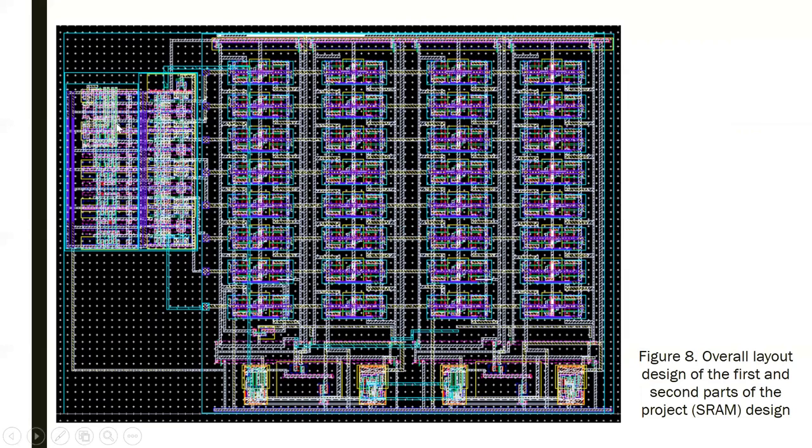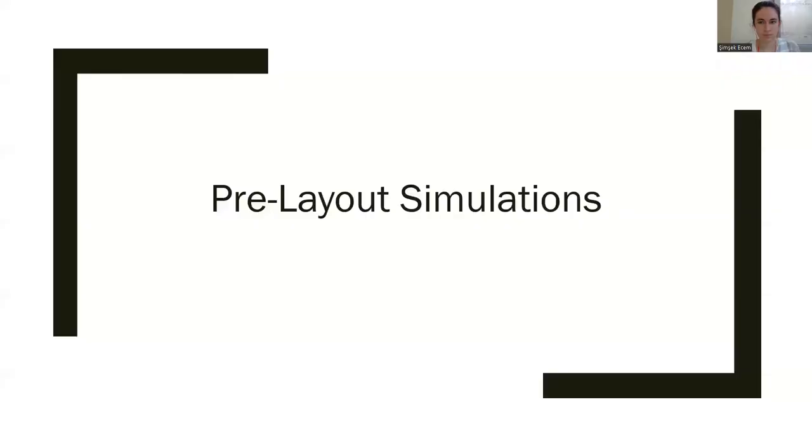Here is the 3 to 8 decoder, and here is the clock qualification circuitry, which is connected to the SRAM arrays and bitline conditioning and column circuitry part. And here are the NOR gates that we have used for input qualification.